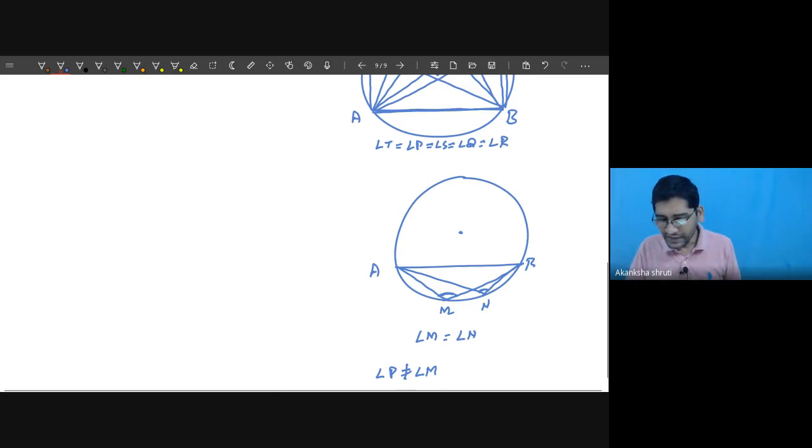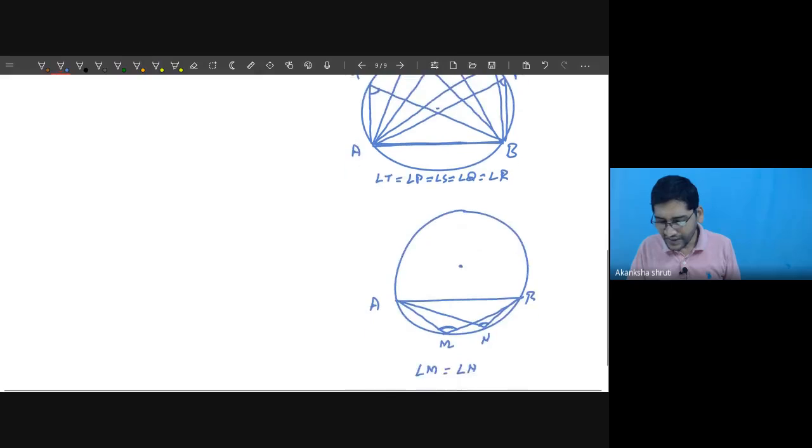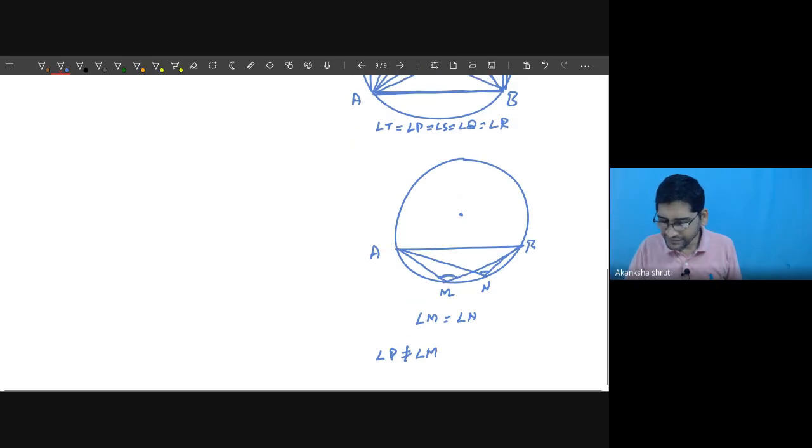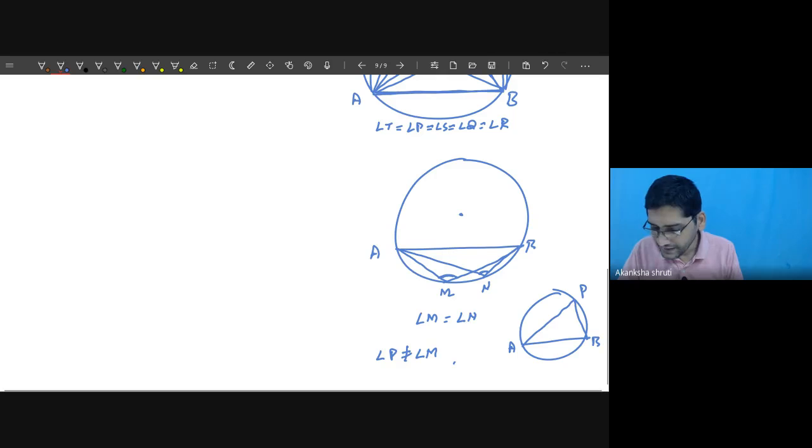Okay, students? In fact, there is a relation: consider A and B. If you make angle P on one side and another angle M on the other side, then angle P plus angle M is 180 degrees. Okay, this we will learn later. It is the condition for a cyclic quadrilateral. So students, we have learned the three things for this one.